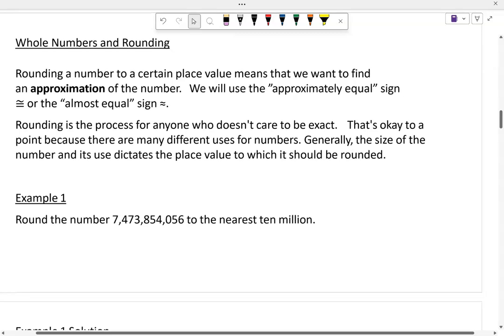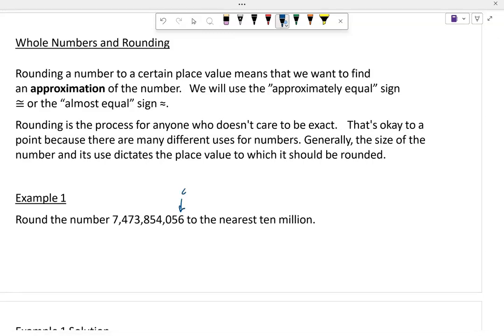Now let's get into the main part of this section, which is rounding. Let's go ahead and round this to the nearest 10 million. So this position is the ones. The next one is the tens. Then we've got the hundreds, and then thousands, and then 10,000s, 100,000s. Now we're at millions. And right there at the 7, that's our 10 million spot.